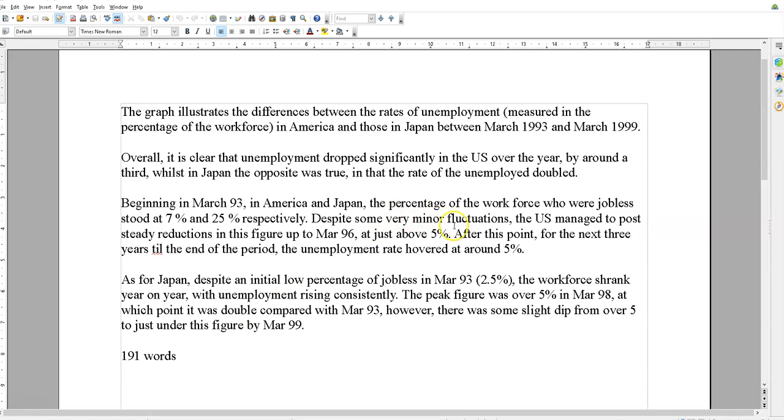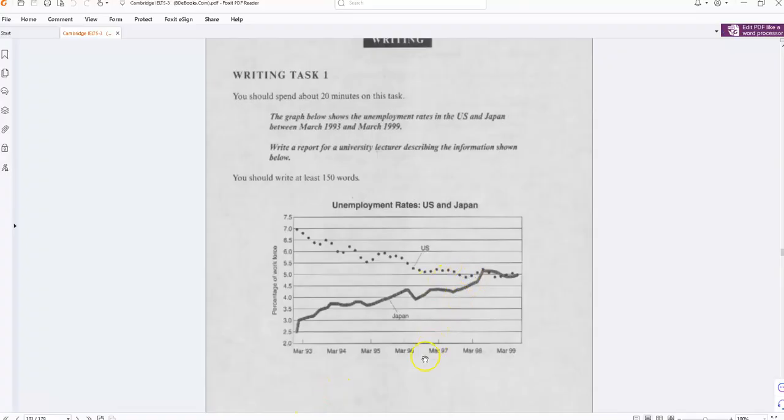Then, as I point out, despite some very minor fluctuations, steady reductions up to about March 96. So you can see, from around about here, it's more or less hovering or fluctuating around about 5%. So we can see a relatively steady fall, some minor fluctuations, as I say, but from this point onwards, it's more or less, makes no odds, around about 5. Okay, so we've got that and that. And then for Japan, again, some fluctuations, and then at the end of the period, roughly around about 5.